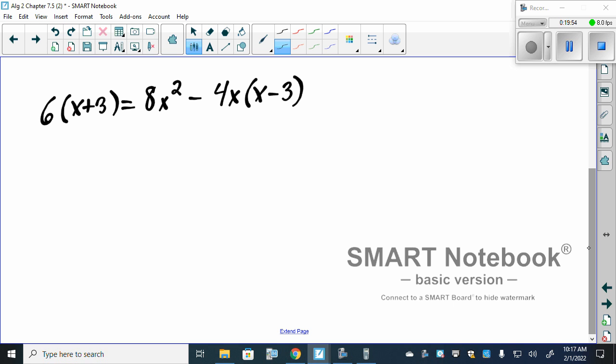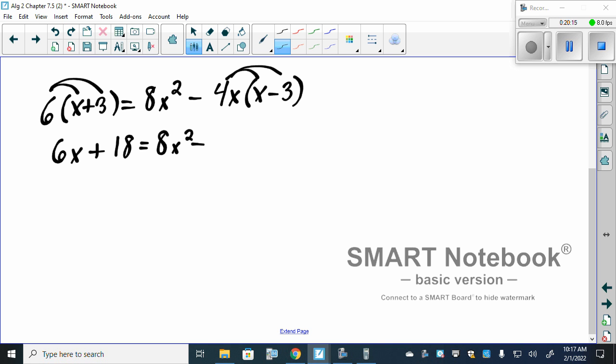All right, at this point here, we can distribute the 6. 6 times x is going to be 6x, plus 6 times 3 is 18, is equal to 8x squared. So we do need to distribute the negative 4x. So negative 4x times x is going to be negative 4x squared, and negative 4x times negative 3 is going to be plus 12x.